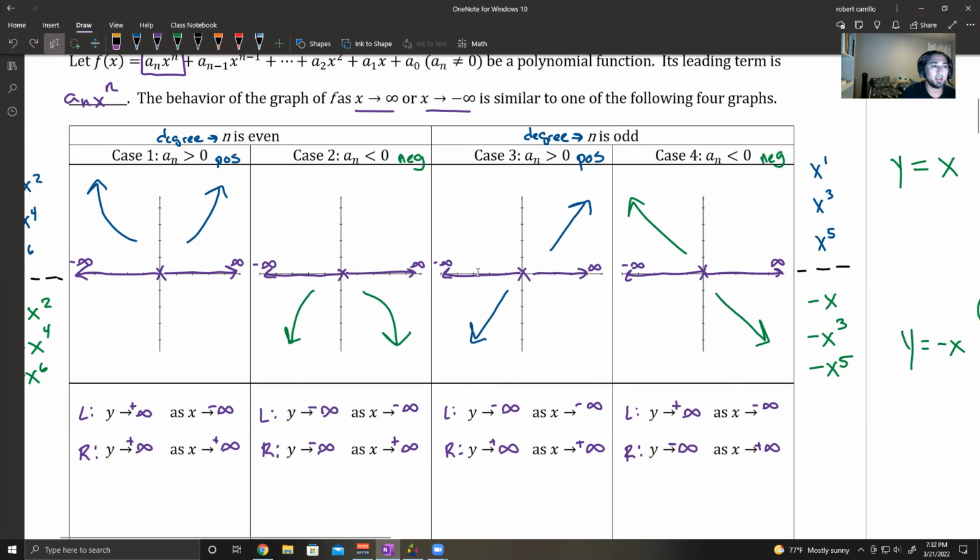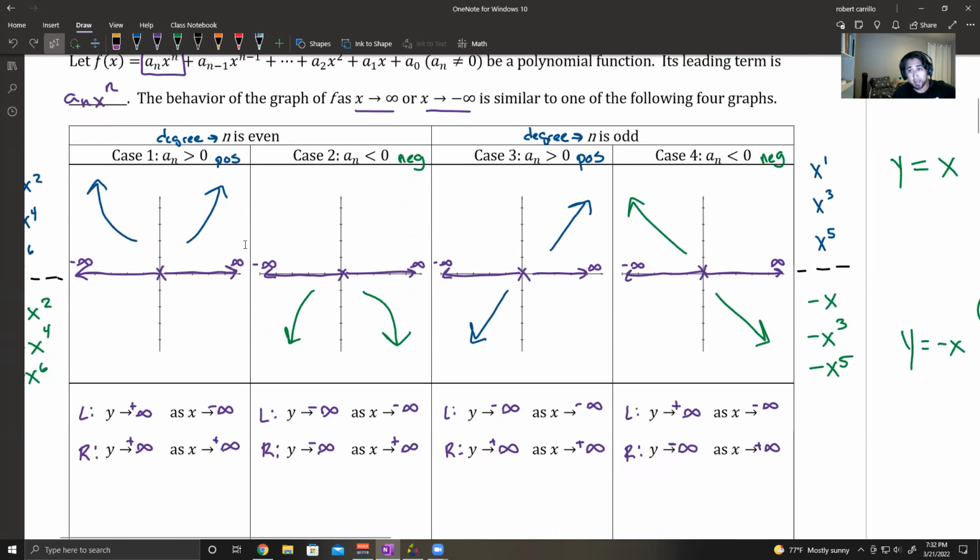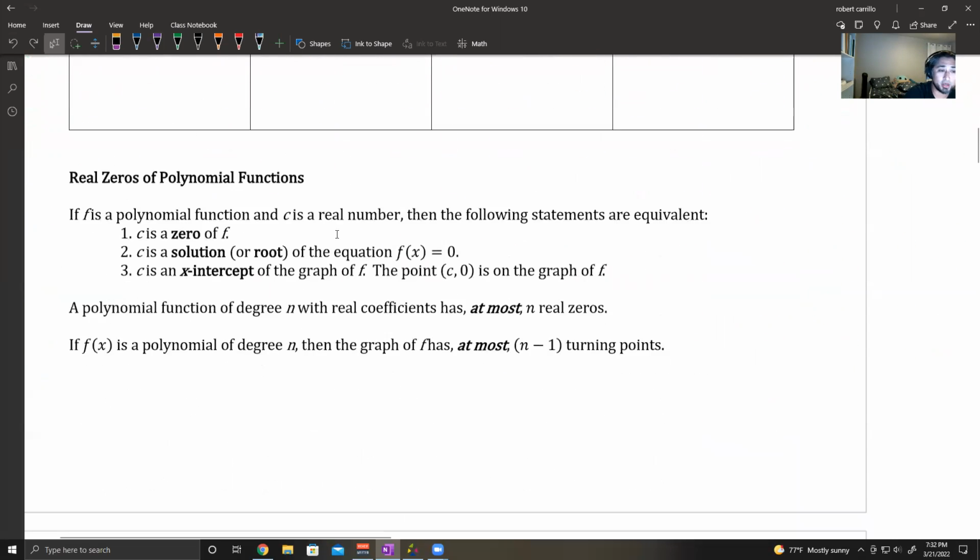Okay. Here is just all definition. So now, like I said, I didn't connect the tails, I didn't connect the end behavior, because we want to figure out what happens in between them. So this is what it's about. It's called the real zeros of polynomial functions. So this is all definition.